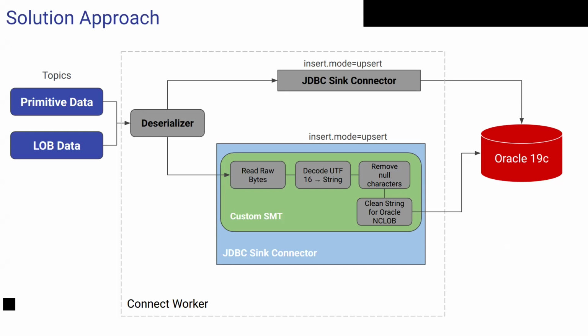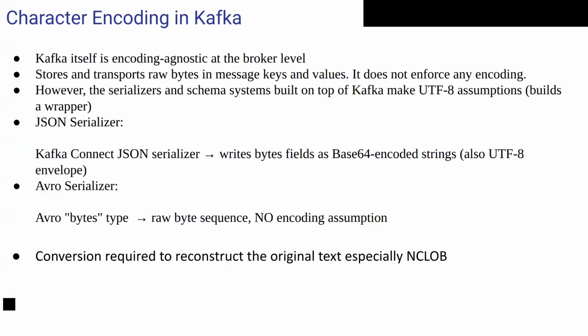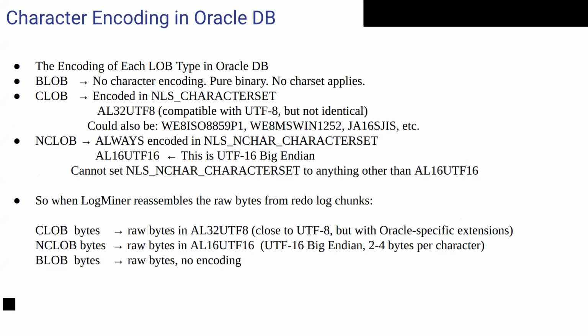This part is specifically for the NCLOB because it is in the UTF-16 format. As I mentioned in one of the previous slides, the NCLOB character set is by default defined as AL16UTF16. Since the connector is programmed in Java, and Java uses UTF-8 by default, this is where the challenge comes. If you have a CLOB, you don't need any of this processing, because CLOB is UTF-8 by default, so without an SMT you can process it directly.